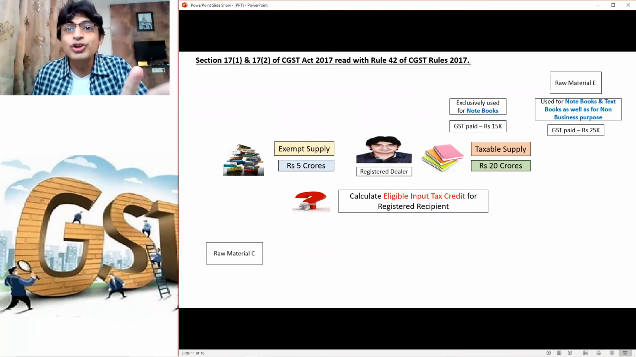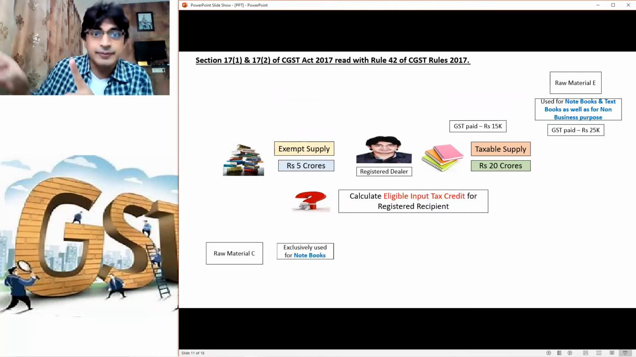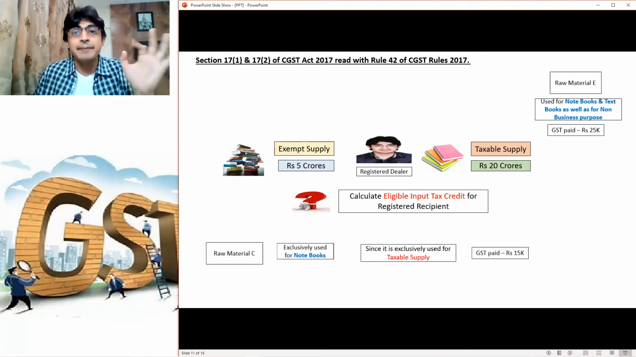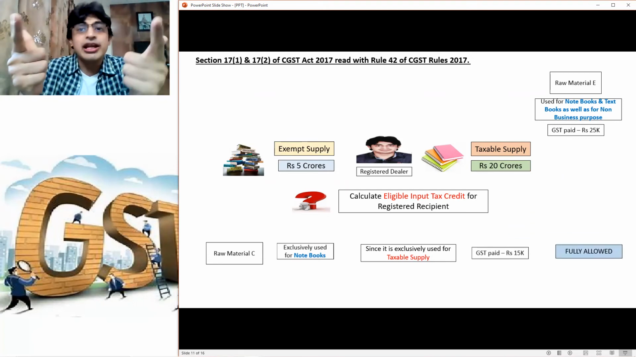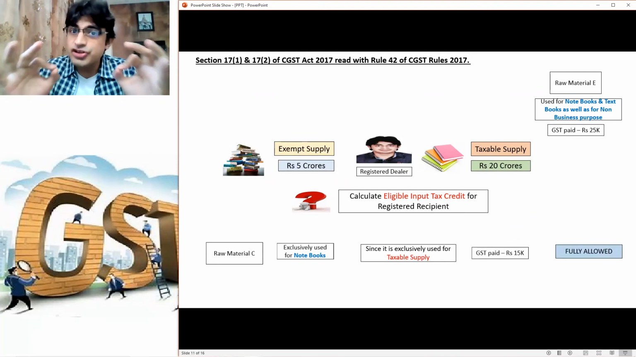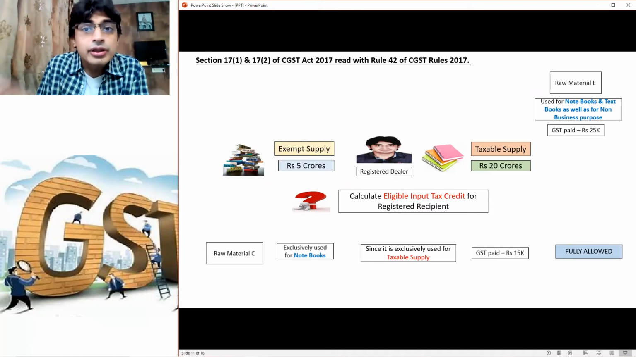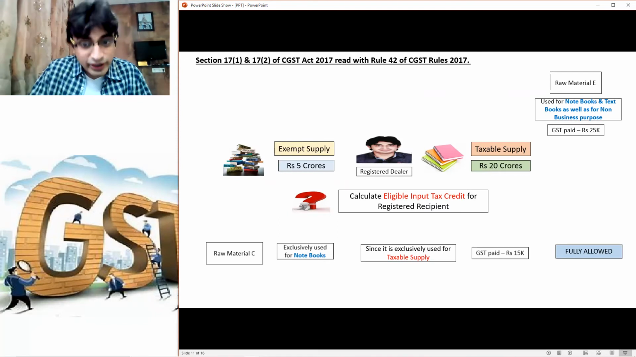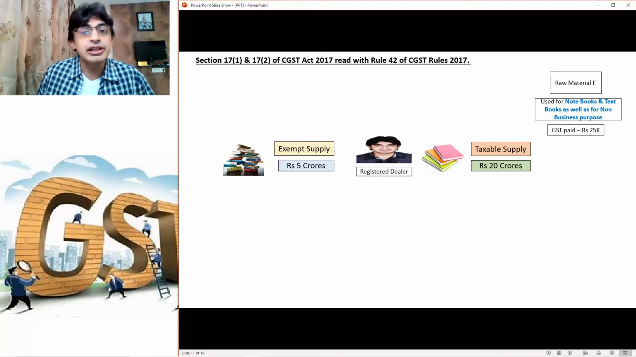Now comes raw material C. This is exclusively used for notebooks, means taxable supply. So ये तो taxable supply के लिए use हुआ. Since it is exclusively for taxable supply, whatever GST I paid, it shall be fully allowed. Fully allowed. So ये 15,000 should be fully allowed. Okay, but it is not common. This is not common. It is fully allowed. ये reverse नहीं करना, ये तो पूरा allowed. Okay, so right now I'm hiding it. Remember, it's 15,000.